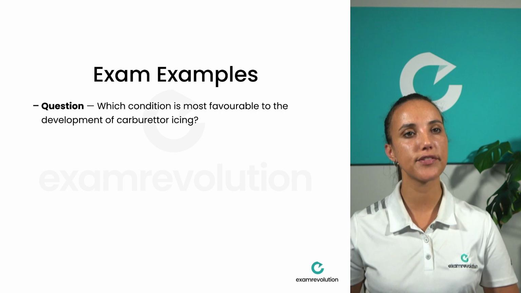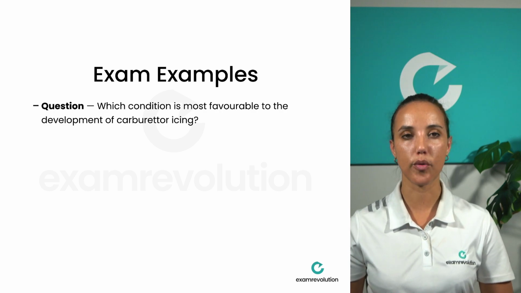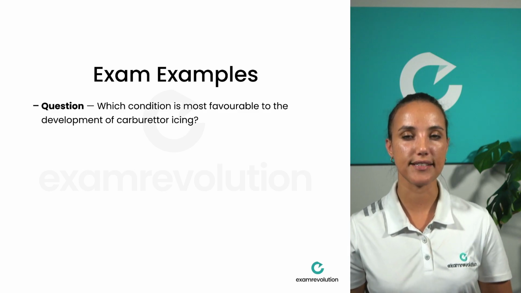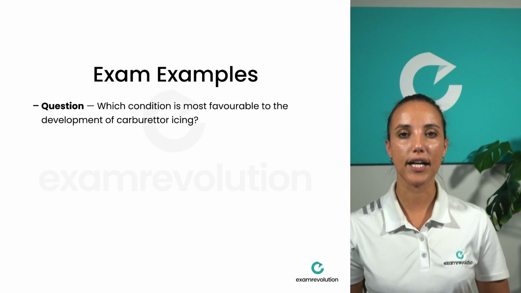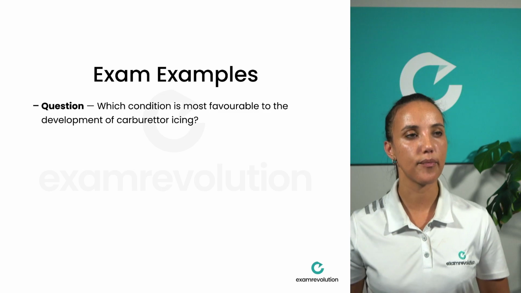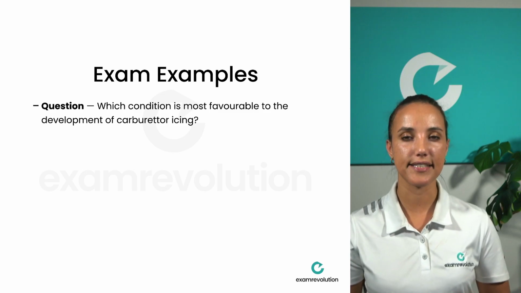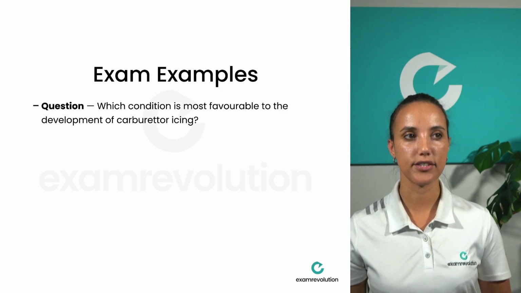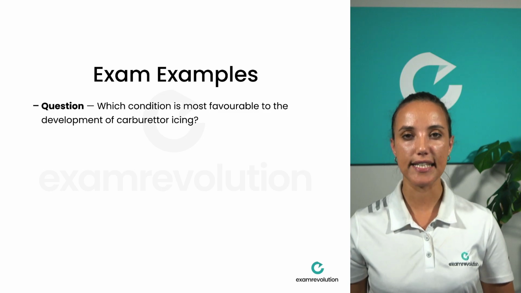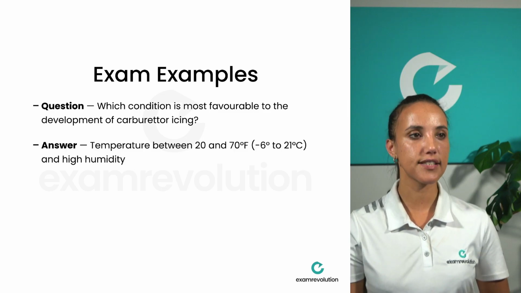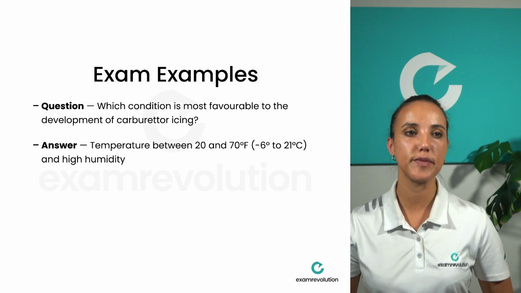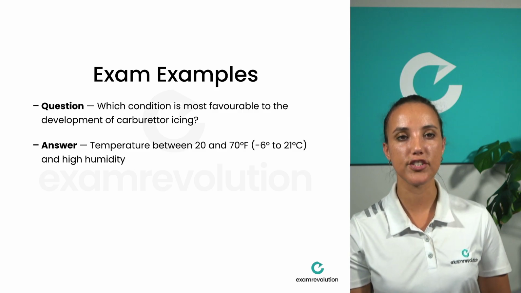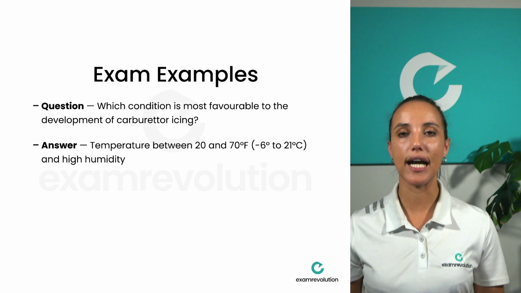Which condition is most favorable to the development of carburetor icing? So your conditions are normally about 15 degrees Celsius outside with a very high humidity. But obviously carburetor icing can happen at any power setting and can happen on quite a hot day, just depending on the amount of moisture in the air at the time. The answer that they're looking for is the temperature being between 20 and 7 degrees Fahrenheit. So that's -6 to -21 degrees Celsius with a high humidity.